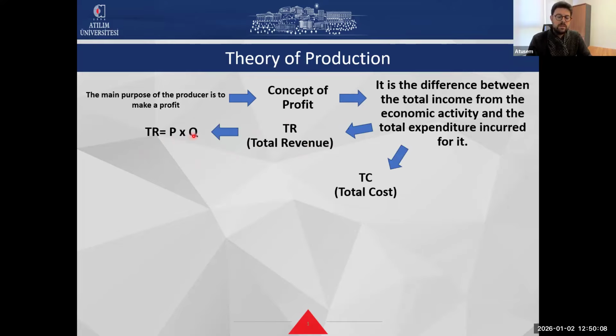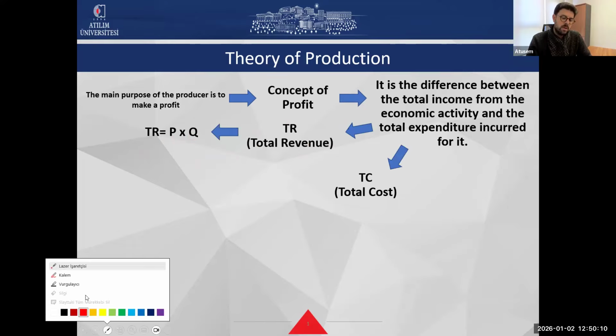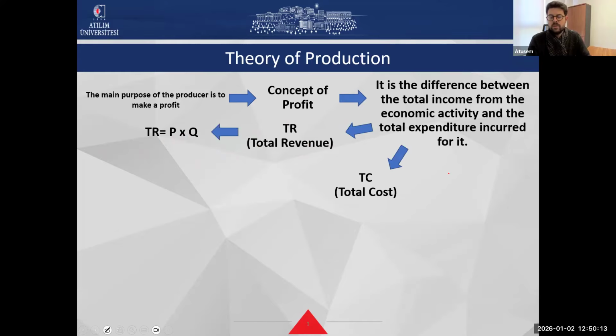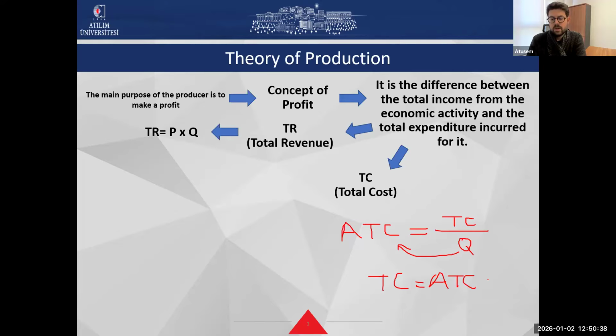We also know the formula of total cost. I'm going to write it over there. Normally, average total cost is equal to total cost divided by quantity. Then we are able to move that part over here. So total cost equals average total cost multiplied by quantity.